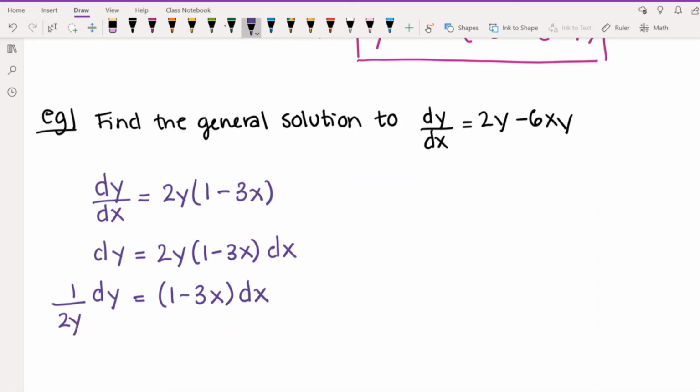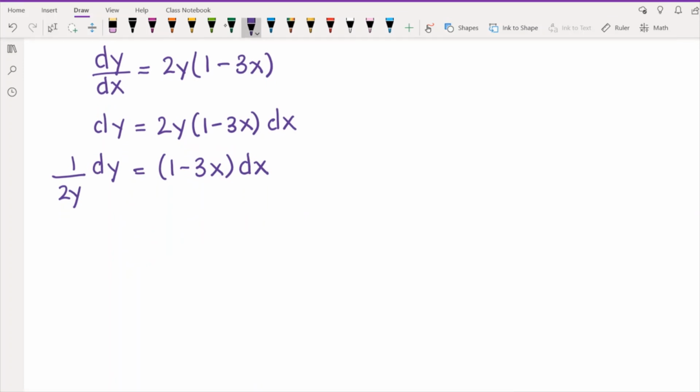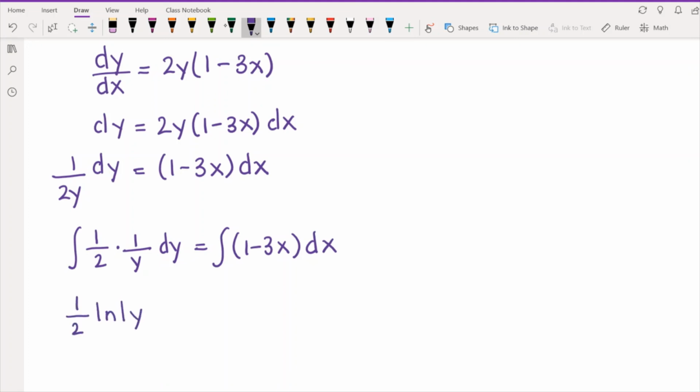So we're going to integrate, and you could just integrate 1 over 2y, but it's simpler if we rewrite it as 1/2 times 1 over y, because then we can just treat that 1/2 as a constant in our integral, and we can even pull it outside of the integral, right? So here we get the integral of 1 minus 3x dx. So on the left-hand side, we get 1/2 times ln of absolute value of y. And then on the right-hand side, we get x minus 3/2 x squared plus c.